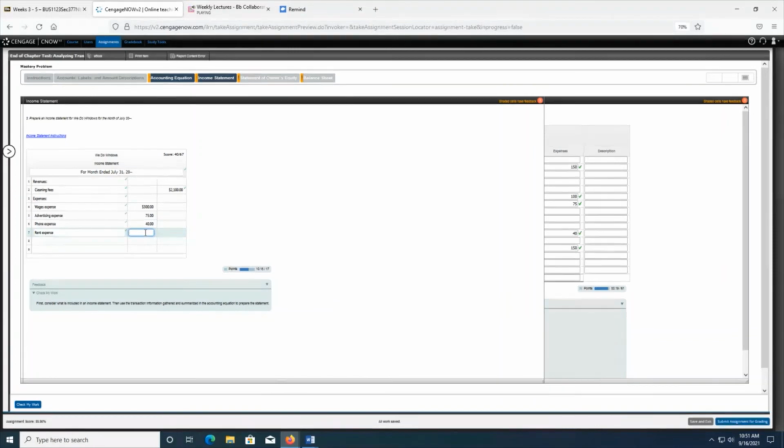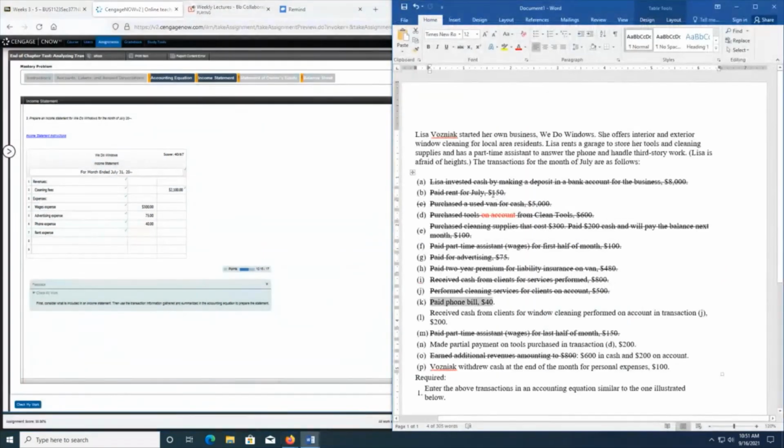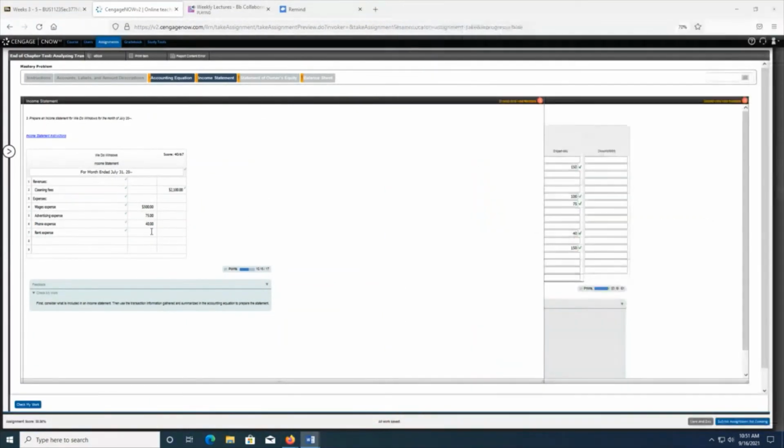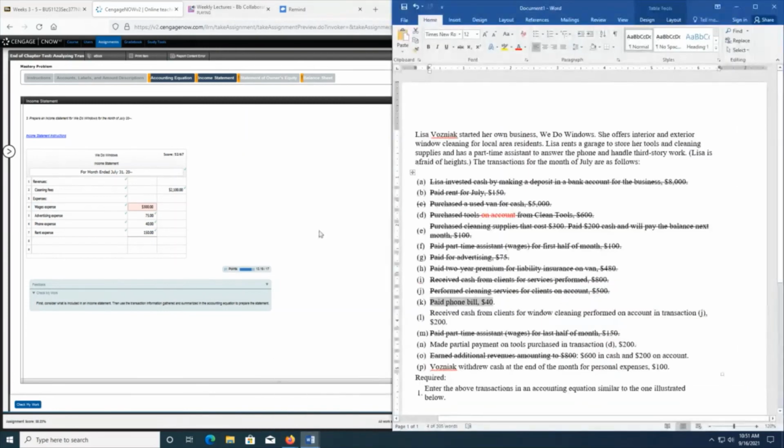And then the rent was $150. We paid the rent for July, if you see right up here, $150. Okay. I'm going to check my work to make sure that's, wage expense. The balance is incorrect. Okay, so let me look.